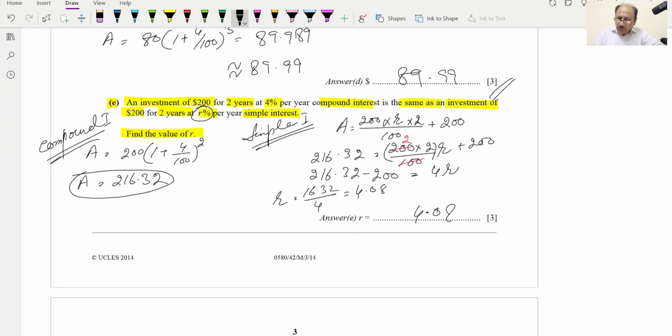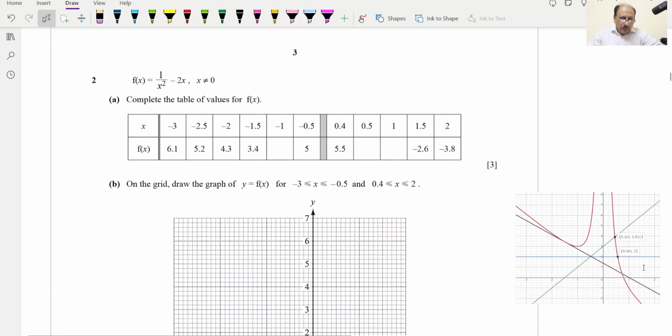Hopefully you understood each and everything. This was a 3 marks question which we had done. Now this is question number 2. Question number 2 says f of x is equal to 1 over x squared minus 2x, x is not equal to 0. A part, complete the table of values for f of x, and we have these 3 locations which are empty, which we need to find.